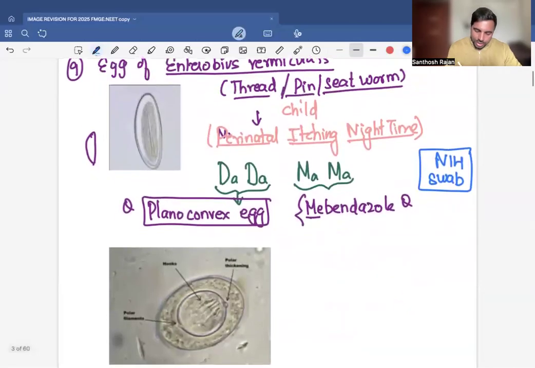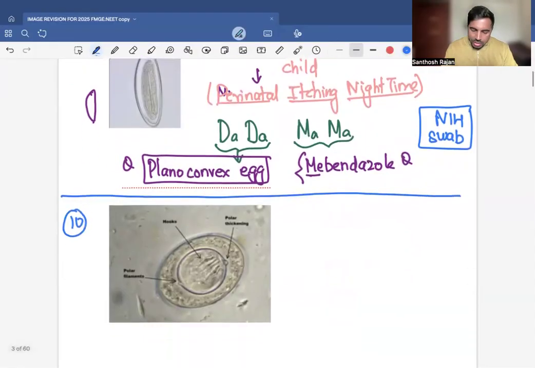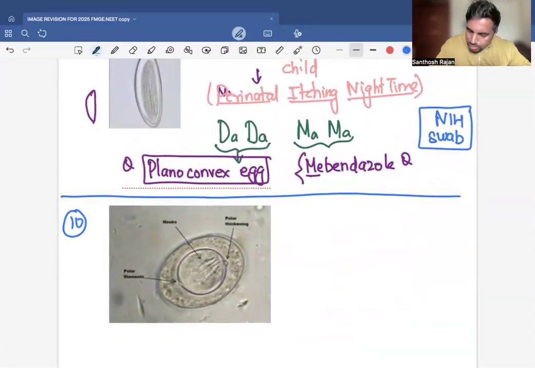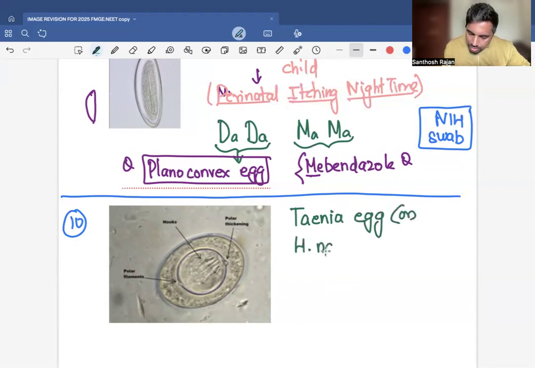Next egg, another important egg. This is actually an egg of two things. This can be an egg of Taenia, I'm going to write here, your Taenia egg or H. nana egg, Hymenolepis nana. Okay, H. nana, Hymenolepis nana.